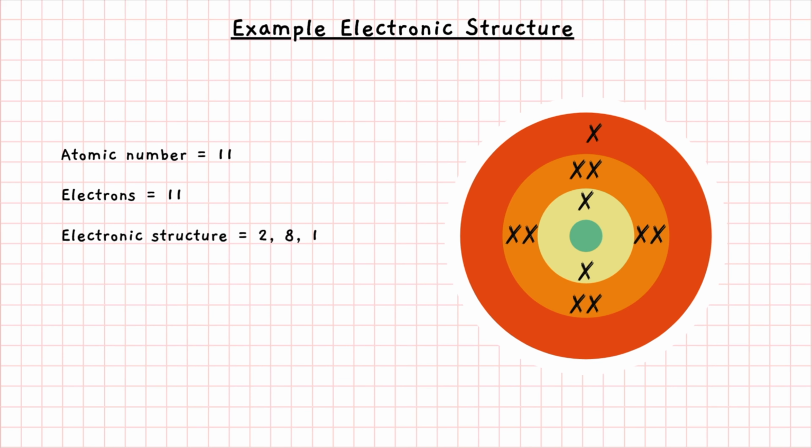Let's look at an example. Sodium has 11 electrons. We fill the shell from the inside out. The first shell takes 2 electrons, the second shell takes 8, and that leaves 1 electron in the third shell. So sodium's electronic structure is written as 2, 8, 1.